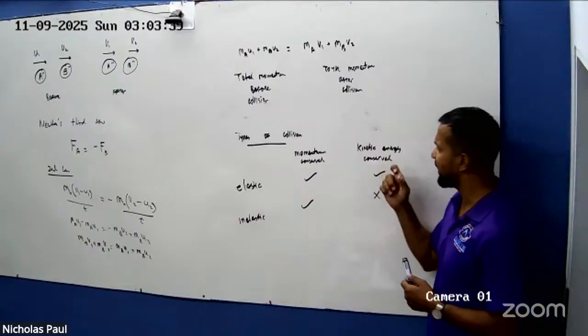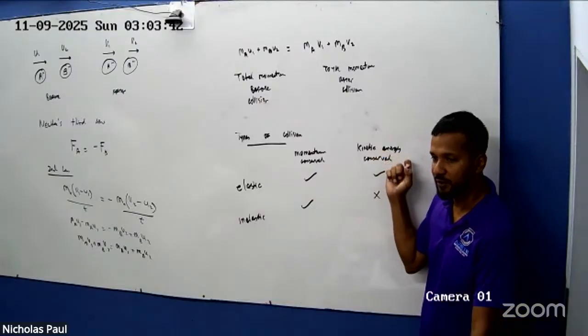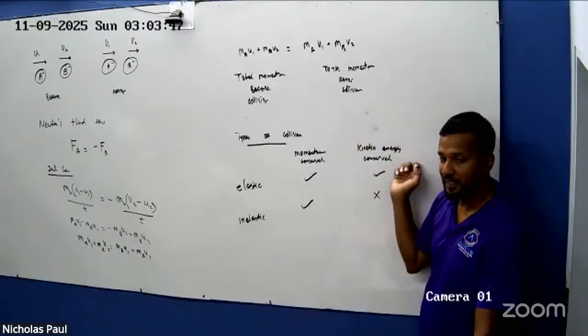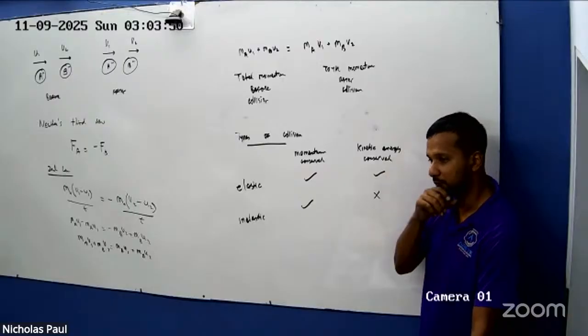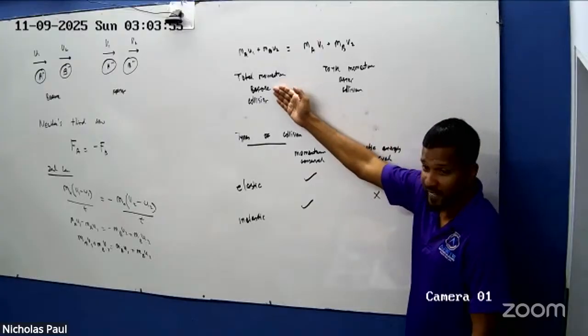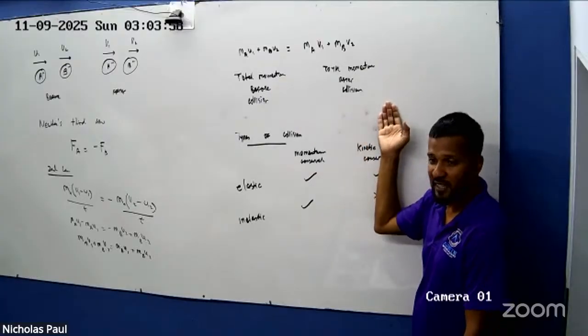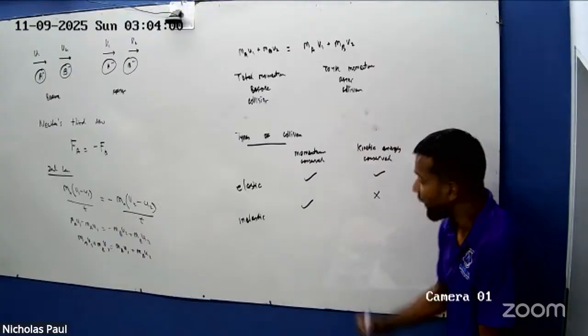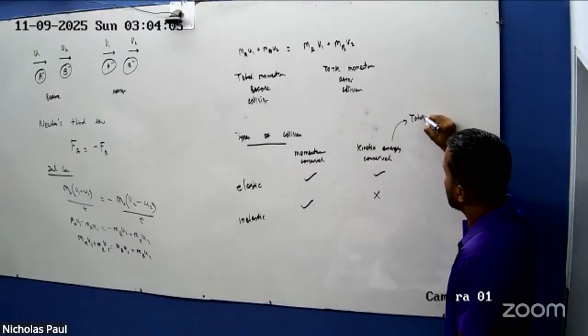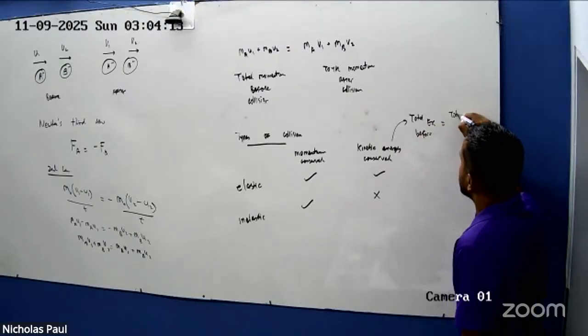How will you know if kinetic energy is conserved during a collision? Right? Find the total kinetic energy before, find the total kinetic energy after, and it should be equal. So all this means is that the total kinetic energy before is equal to the total kinetic energy after.